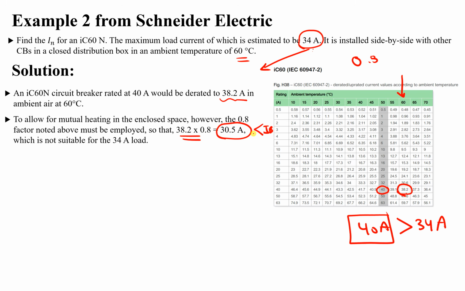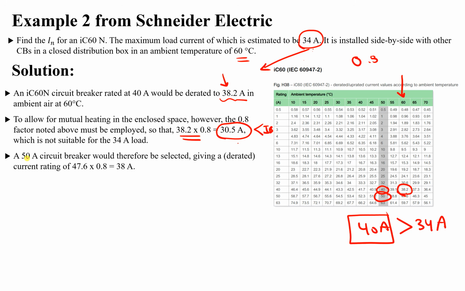So first, we take a value greater than IP, and it was 40 amperes. Then we find its value at 60 Celsius degree or any temperature we want. So it became 38.2, still greater than 34. Then we applied the grouping factor, it was 30.5 amperes. Now this one is not suitable since it is less than IP. So we need a higher circuit breaker. Let's select, for example, 50 amperes.